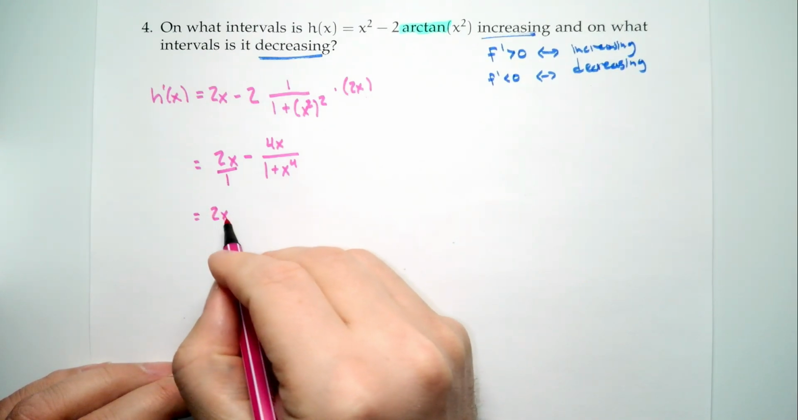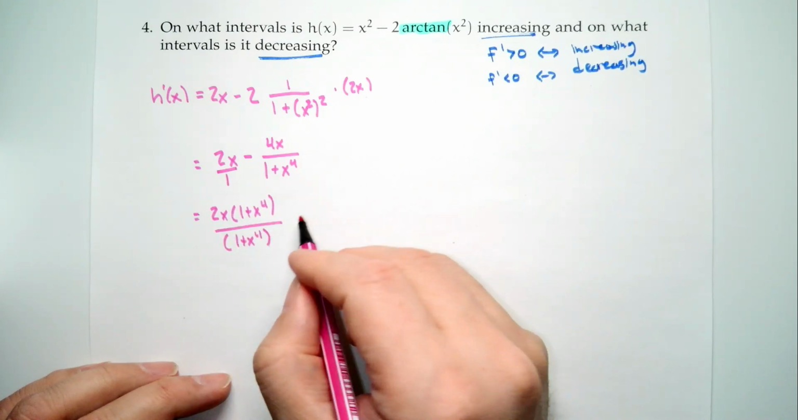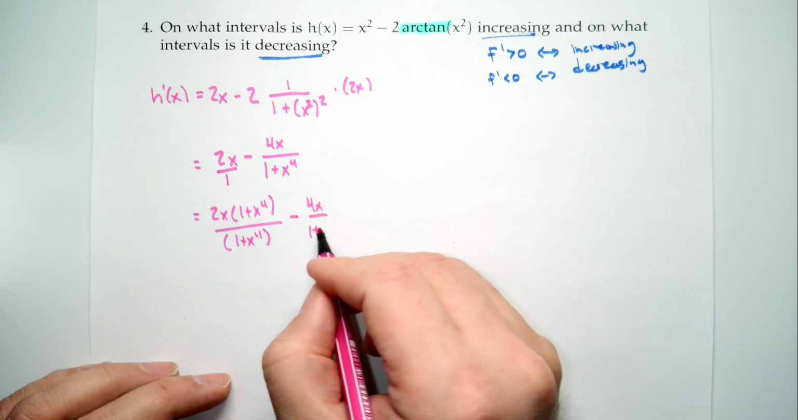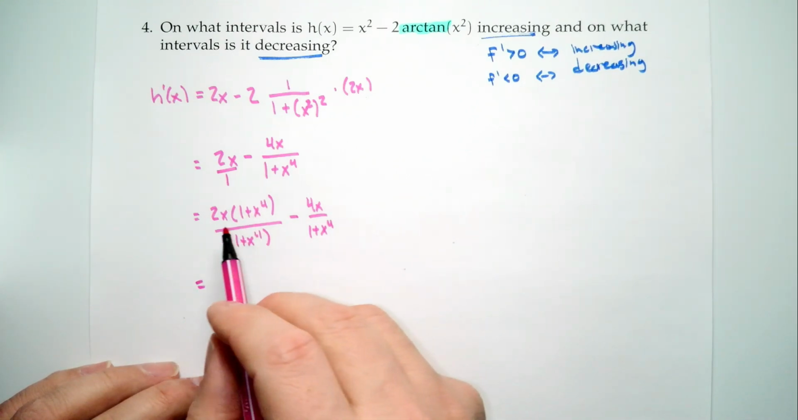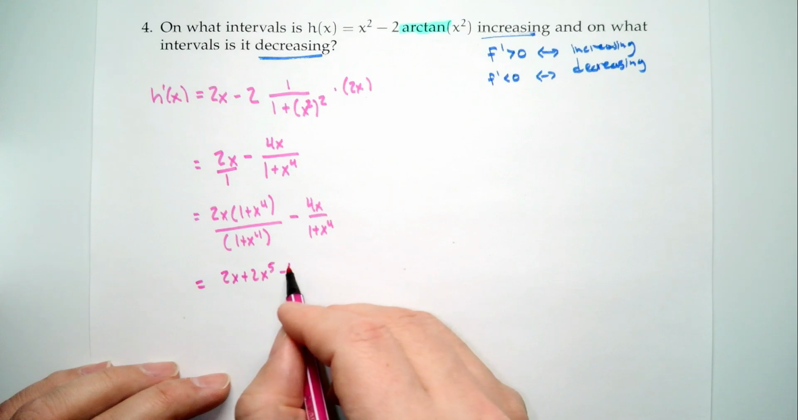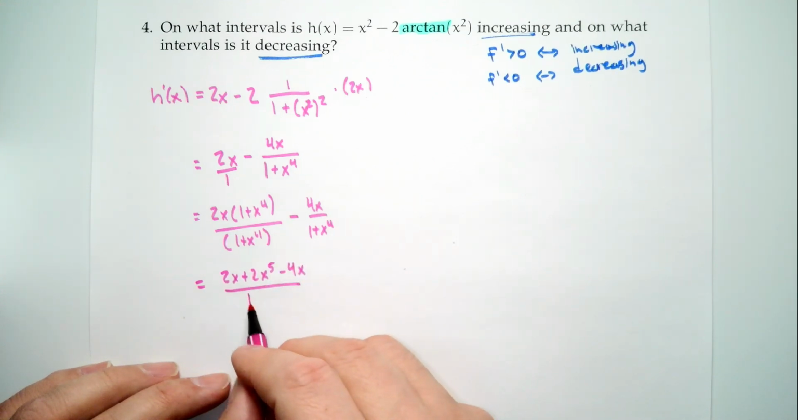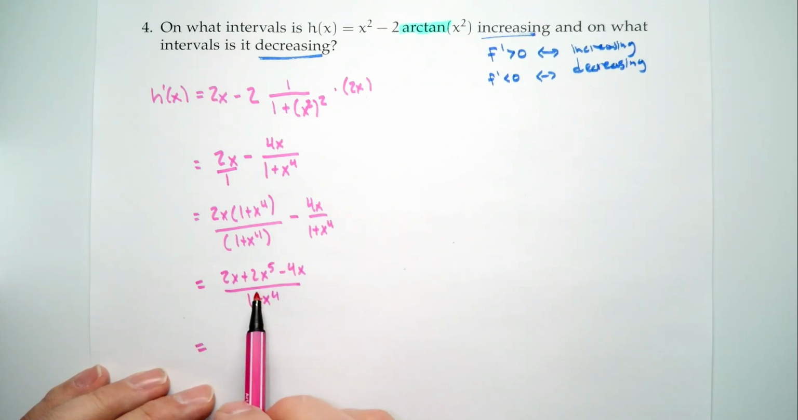So this is 2x times 1 plus x to the 4th, divided by 1 plus x to the 4th, minus 4x over 1 plus x to the 4th. Okay, good, because yes, that's true. So what is that? Well, we get 2x plus 2x to the 5th minus 4x, all divided by 1 plus x to the 4th. And we can do some other stuff here. So that's 2x to the 5th minus 2x, divided by 1 plus x to the 4th.